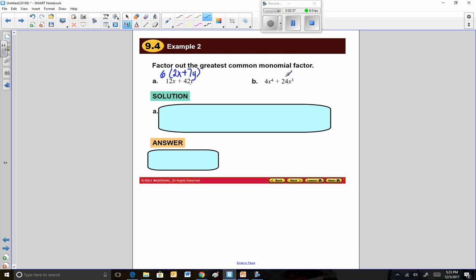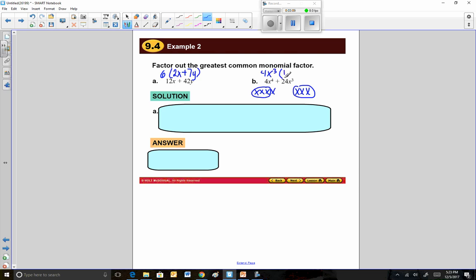4 and 24, what's the biggest number that will go into both? If you said 4, you are correct. Now this time the variable, look at this, x to the fourth, x to the third. They actually have a common monomial there: x, x, x. That's x to the fourth, right? x, x, x. That's x to the third. Look what they both have in common, 3 x's. So we're going to pull out x to the third, and then we're going to write our parentheses.